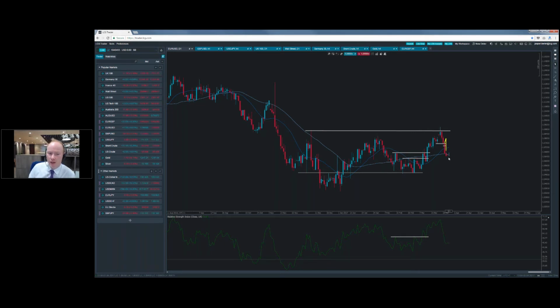That comes despite some quite interesting comments today from Benoit Coeure at the ECB, saying that the market needs to eventually prepare itself for rate hikes in the Eurozone, which is obviously quite crazy language when we're still money printing, we're still in quantitative easing in Europe. So it's a sign of things to come.